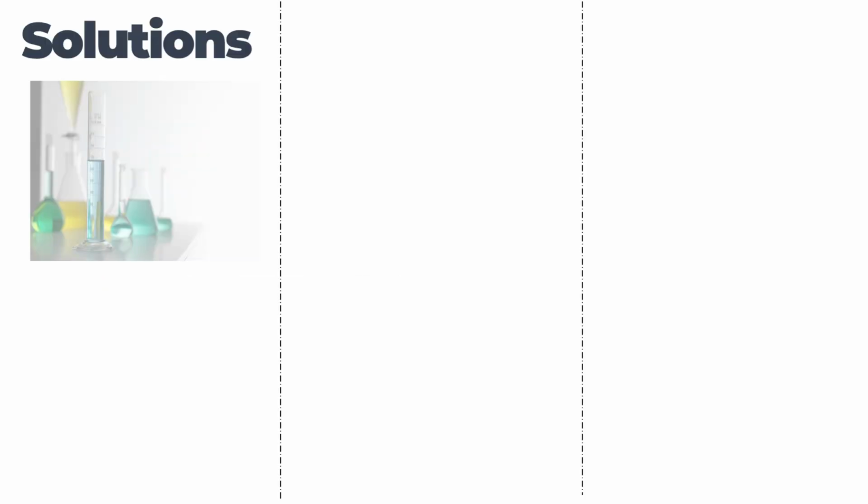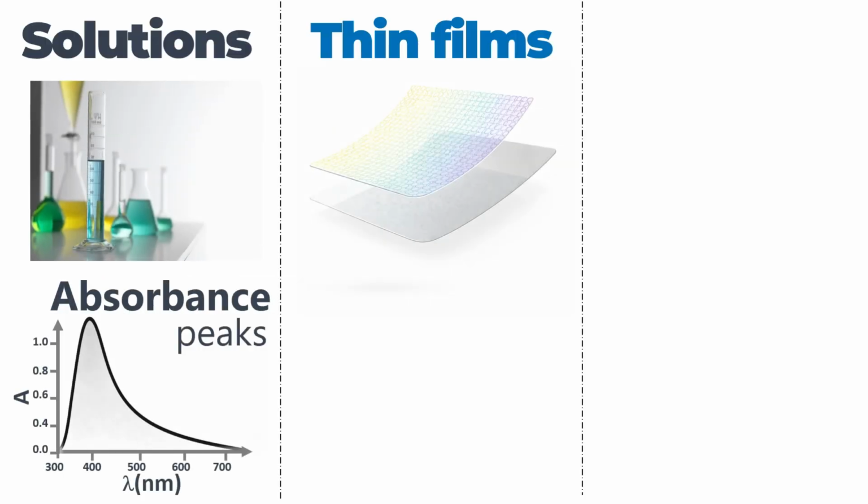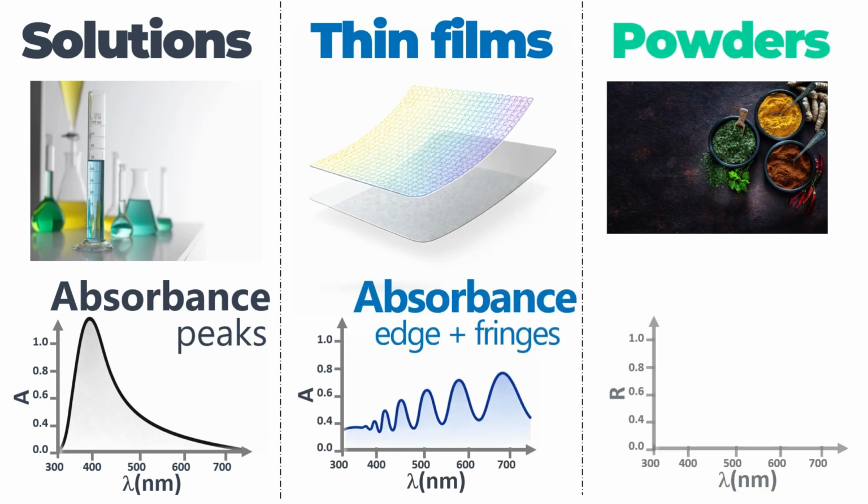So the UV-Vis can look completely different. Solutions give peaks, thin films give an edge with fringes, and powders are mostly reflectance and scattering.